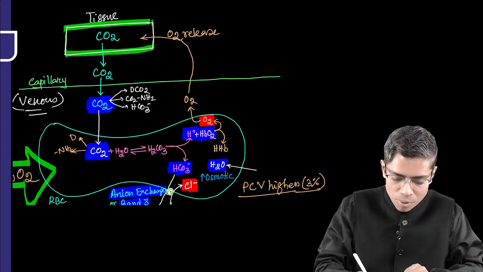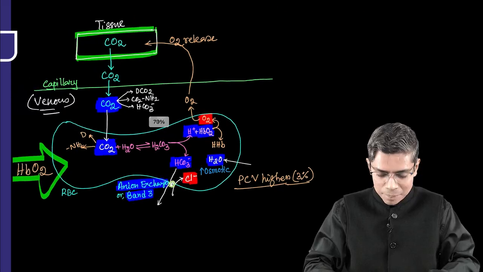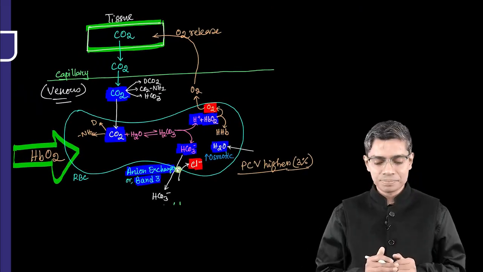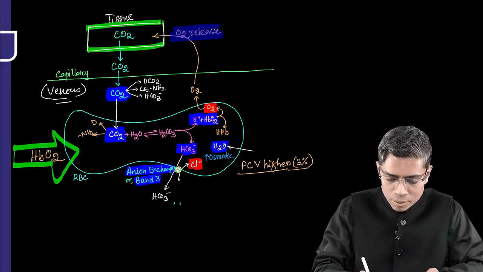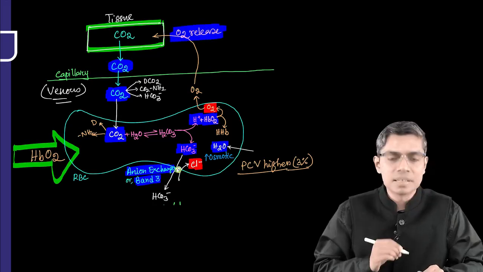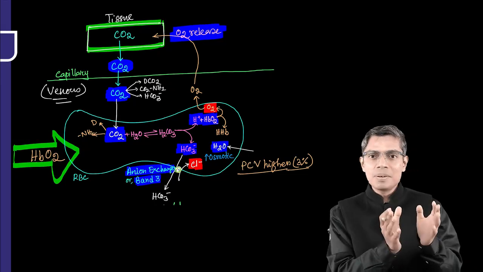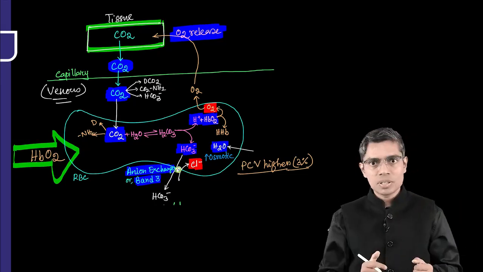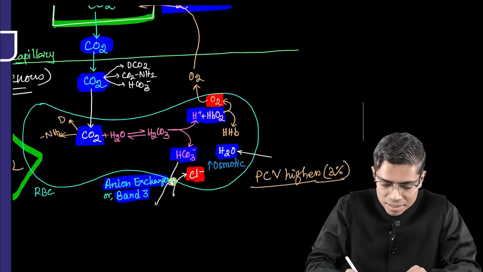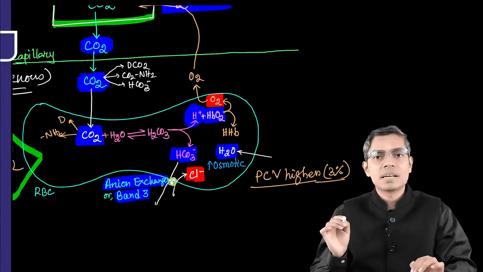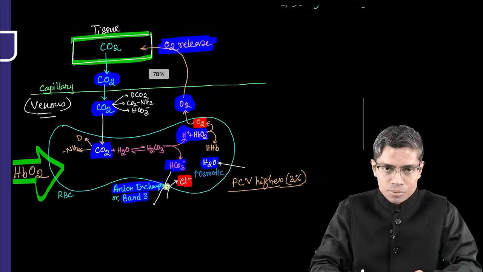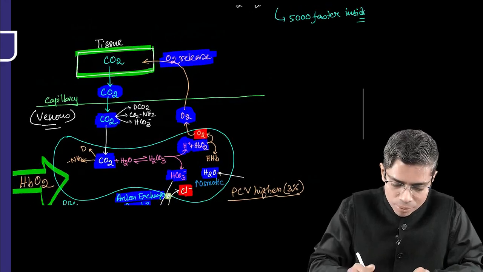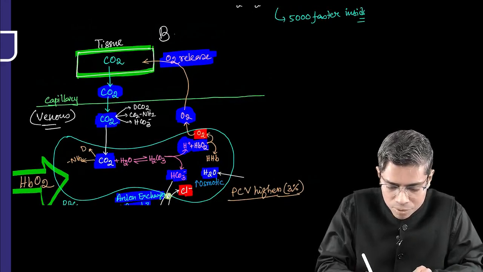So this release of oxygen, the phenomenon that we have discussed here, occurs when carbon dioxide is generated at the level of tissue. In the presence of high carbon dioxide at the tissue, that carbon dioxide is generating this H plus ion, and that H plus ion is helping release of oxygen from hemoglobin at the level of tissue. So what effect are we talking about? We are talking about Bohr's effect.